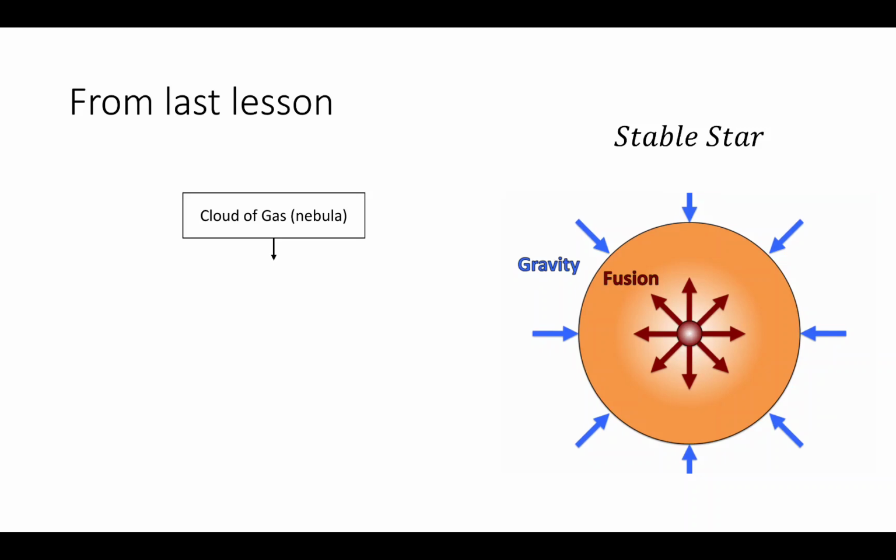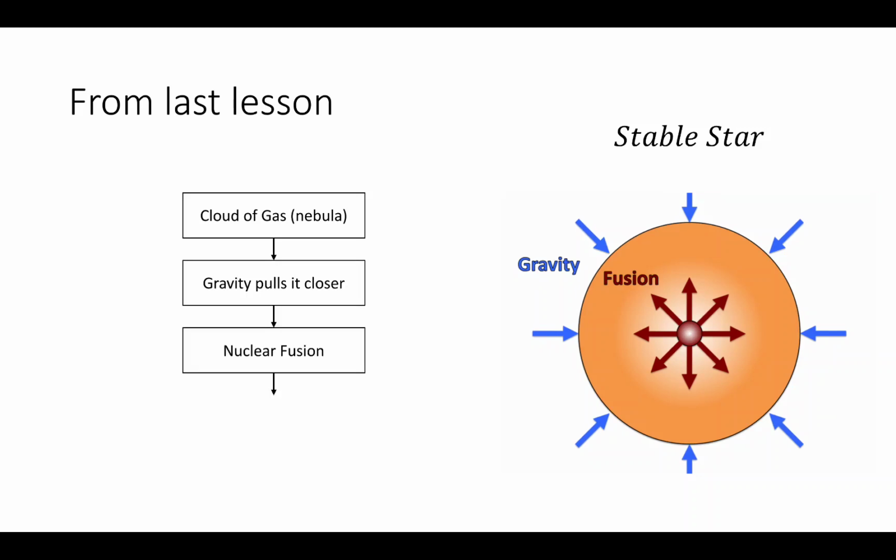From last lesson, you get a cloud of gas, or nebula, mainly hydrogen gas. Gravity pulls it all in closer. You could expand on that a little bit. Gravity pulls it in closer, it starts to rotate and move really fast, which makes it really hot, which then leads to nuclear fusion at approximately 15 million degrees Celsius. And then the stability side of things is that the gravitational force pulling it inwards is equal to the forces from the nuclear fusion acting outwards. So therefore the star is indeed stable.